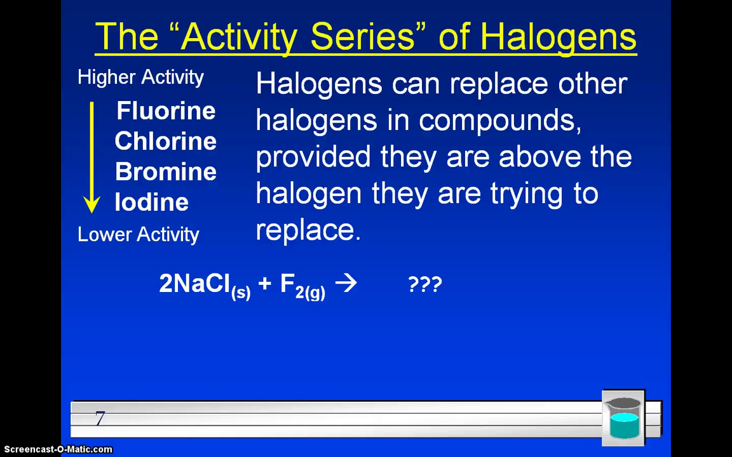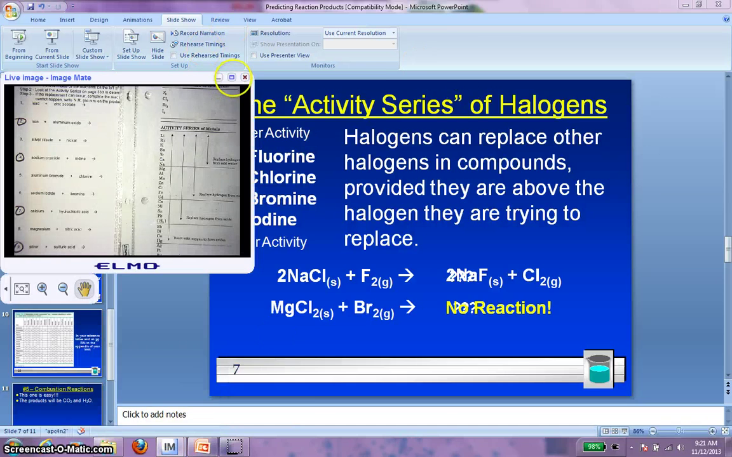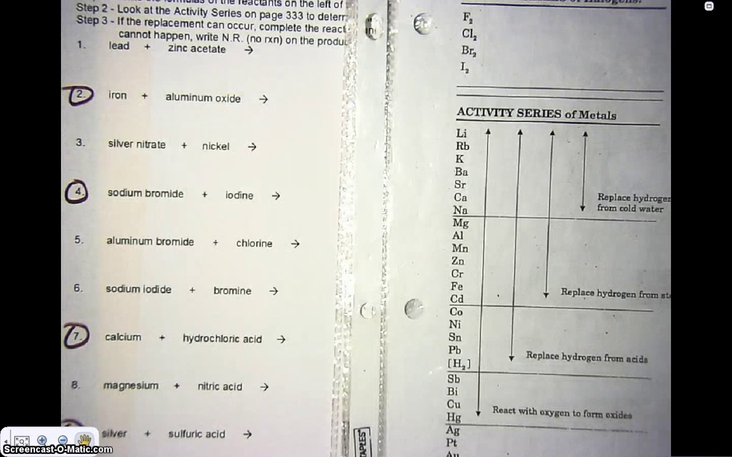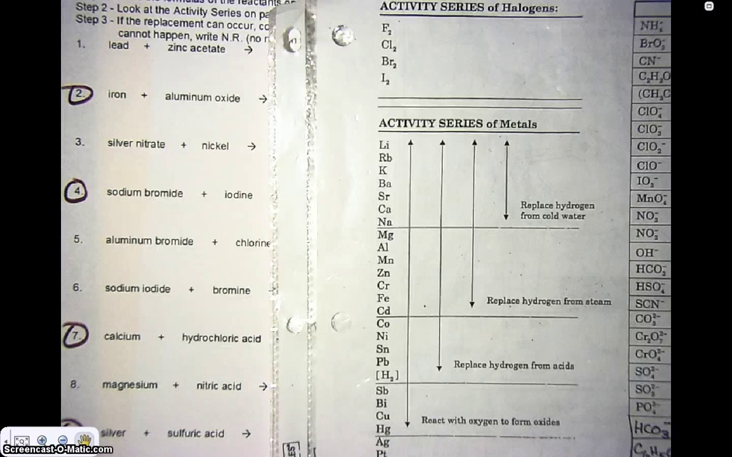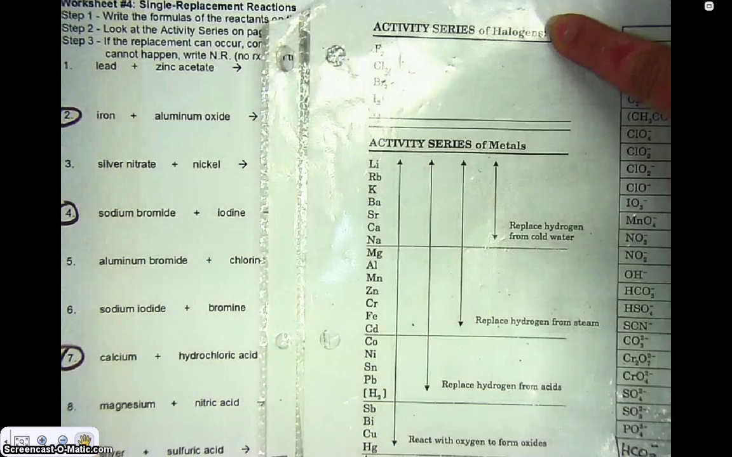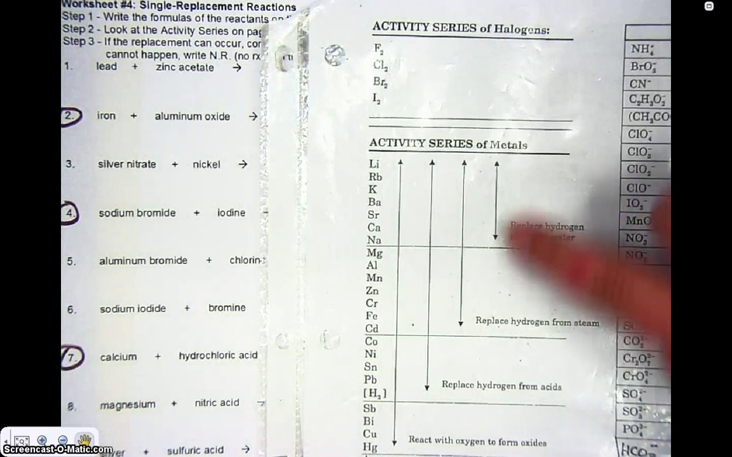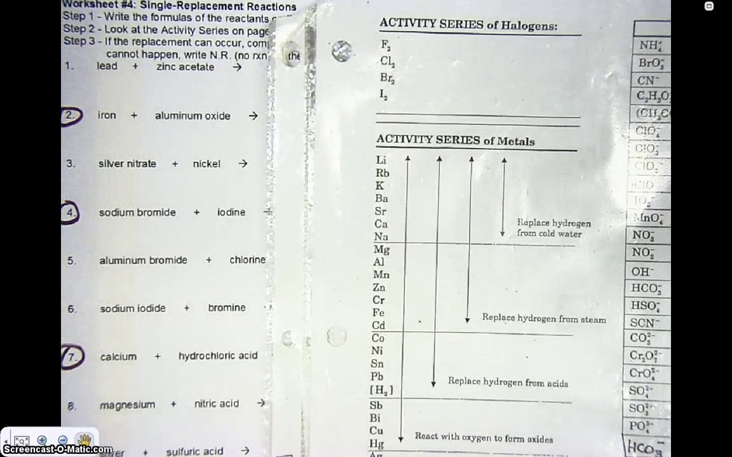Actually, I'm going to hop to the Elmo for this one so I can demonstrate it using your reference table. Here you can see on your reference table, on the same page where the polyatomics are, that we have the activity series of metals and the activity series of halogens. Sorry, I just turned the light on so you can see this a little bit better. The activity series of halogens is here, and that's separate from the activity series of metals that's here. But again, if you're higher up on the list, you're more active.